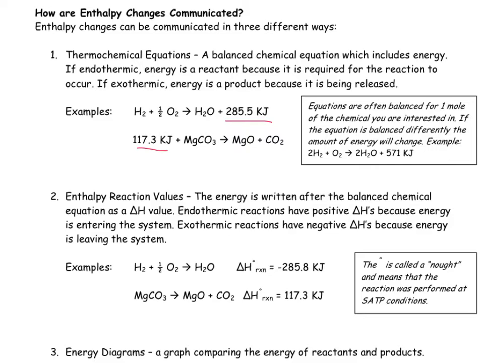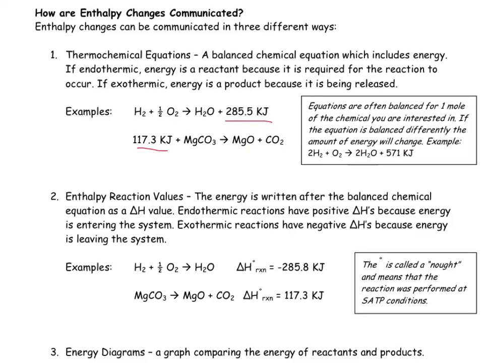Equations are often balanced for 1 mole of the chemical you are interested in. If the equation is balanced differently, then the amount of energy will change. For example, if I take my first equation, forming 1 mole of water, but I balance it so that this fraction is no longer there, I will have to double the amount of energy. I went from forming 1 mole of water to forming 2 moles of water.